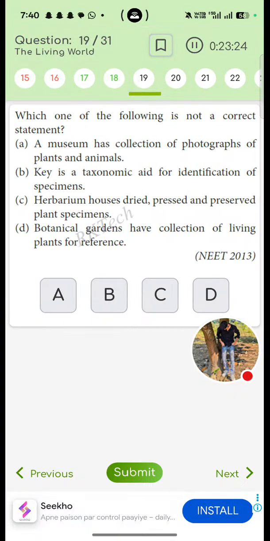Next, which one of the following is not a correct statement? NEET 2013. A museum has collection of photographs of plants and animals. Key is a taxonomic aid for identification of species. Herbarium houses dried, pressed and preserved plant specimens. Botanical gardens have collection of living plants for reference. According to me, the incorrect statement is A.